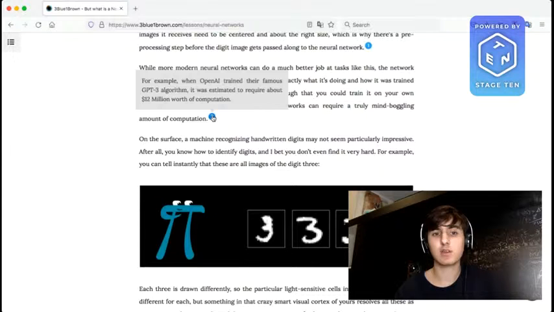Each 3 is drawn differently, so the particular light-sensitive cells in your eye that fire are different for each. But something in that crazy smart visual cortex of yours resolves all these as representing the same idea, while recognizing images of other numbers as their own distinct ideas. Right, so basically these obviously are all different images, but we can understand as humans that they're all 3s, and that's difficult for a computer to do, is the idea.